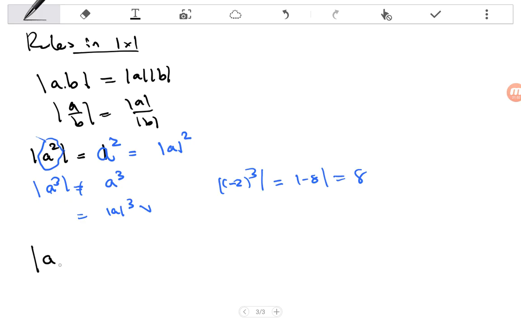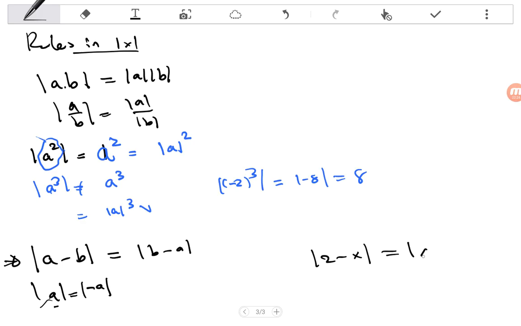Another rule is that for absolute A minus B, we can interchange the order of the difference inside the absolute. Why? Because absolute A is just equal to absolute negative A. It doesn't matter changing the sign of what is inside the absolute. So in this case, that will be absolute B minus A, and we always make use of this rule. For example, if I had 2 minus x, a better expression is to make the coefficient of x positive instead of negative. So it is better to use this expression instead of this one. Okay?